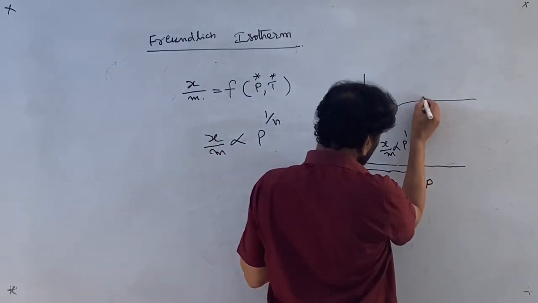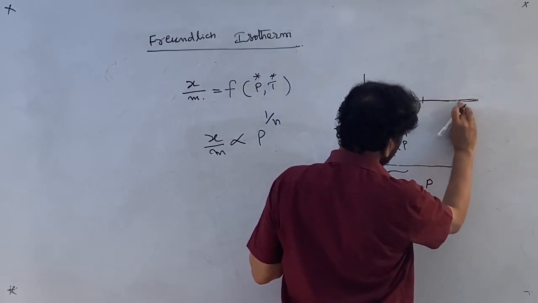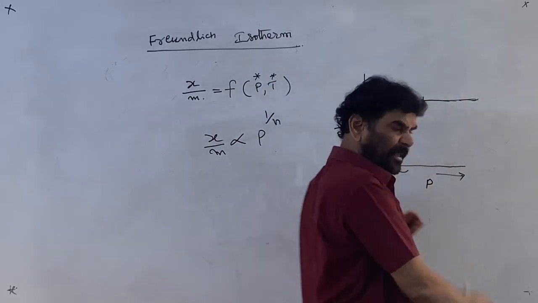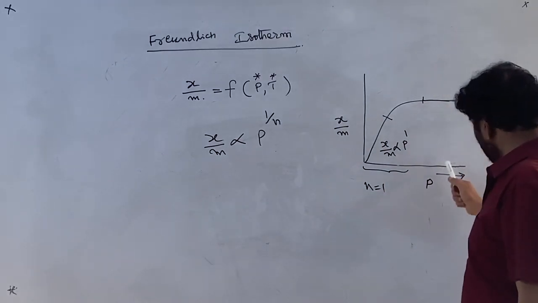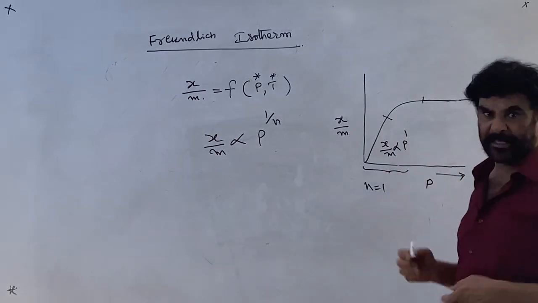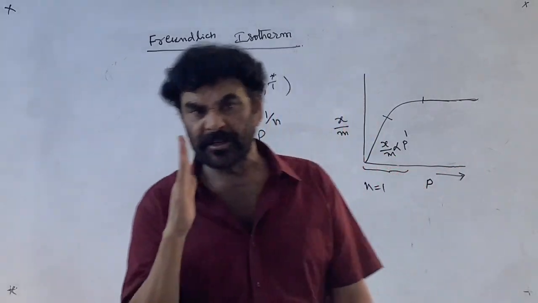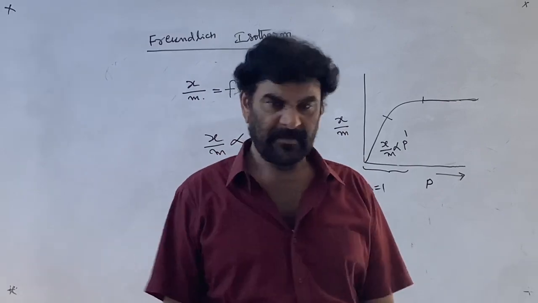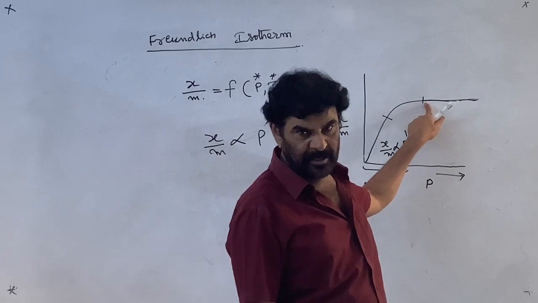And here you see, under high pressure conditions, what is happening is that it is constant. You are increasing the pressure along the x-axis, but this curve is parallel to the x-axis, it is not changing anything. This indicates that under high pressure conditions, the extent of the adsorption is independent of the pressure. The entire surface is covered with the adsorbate here.